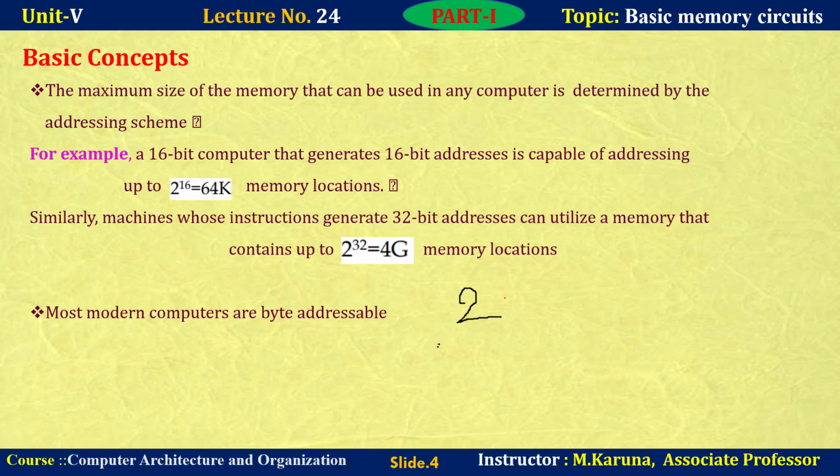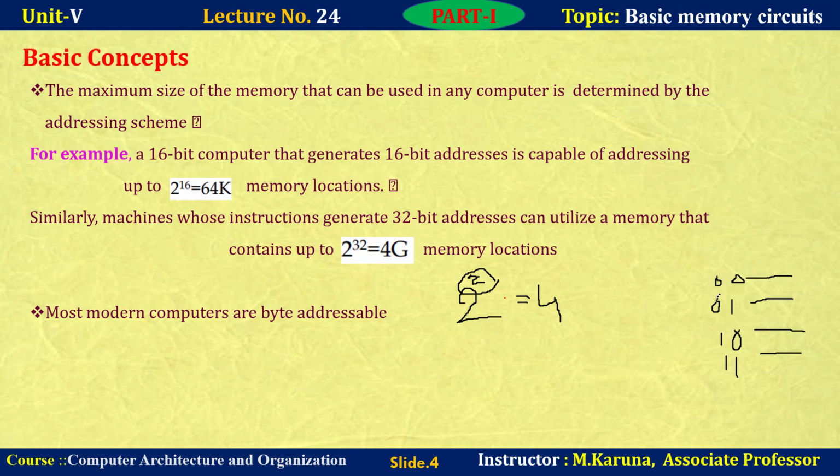Suppose two address lines are there. So 2 power 2 equal to 4 memory locations. So this is the power of 2. So 2 address lines can address 4 memory locations. For example, this is one location, this is another location, and so on. There are 4 memory locations: 00, 01, 10, 11. We will get 4 combinations from 2 bits.